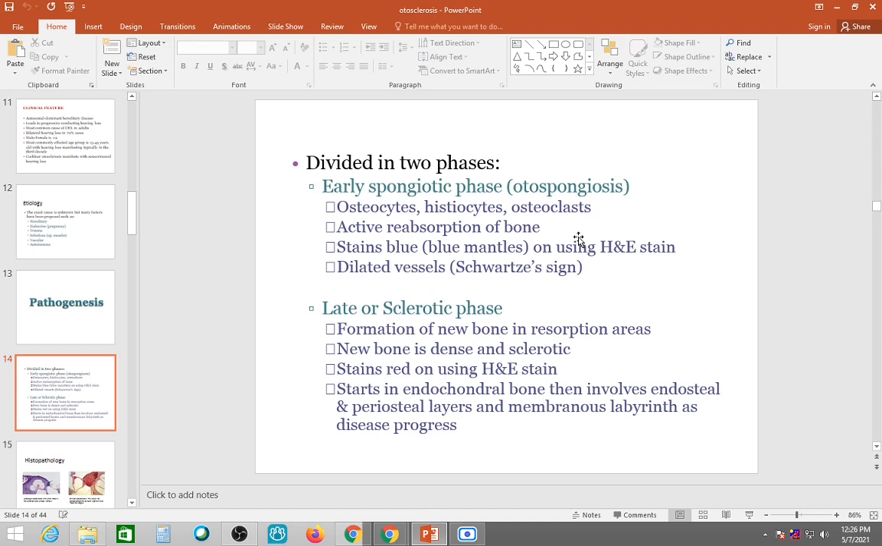This is hyperemia, just like the active process. That means it has started deteriorating, not a normal process. If active, it stains blue mantles using HE stain. You will understand what this HE stain is in the next slide. Dilated vessels, Schwartze sign. Schwartze sign is also a diagnostic finding.